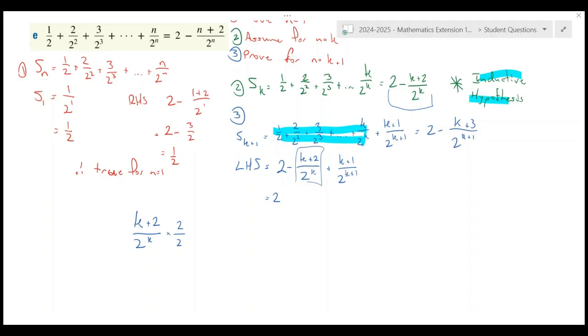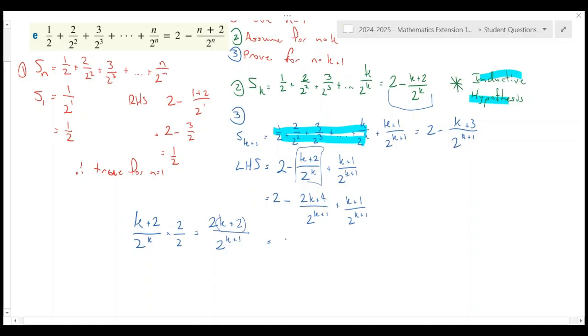So I'm going to end up with, what am I trying to do? Oh, that's right. I'm going to end up with 2k plus 2 over 2 to the power of k plus 1 because I've got to the power of 2 again. So I've now got it over the one fraction. So I've now got 2 minus 2k plus 4 over 2 to the k plus 1, plus k plus 1 over 2 to the k plus 1. I hope everyone's cool with that.